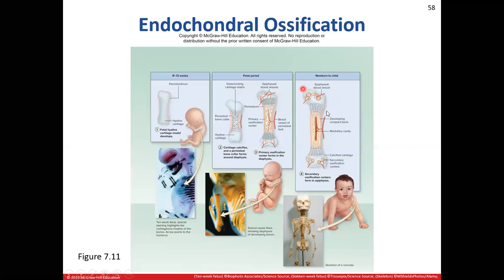So now once we get into late-term development, or as you get into newborn and childhood age, you now start to see a lot of these secondary ossification centers beginning to develop. So now the shaft of the bone is going to continue to grow lengthwise, and we're going to see this continuous growth of these epiphyseal secondary ossification centers.